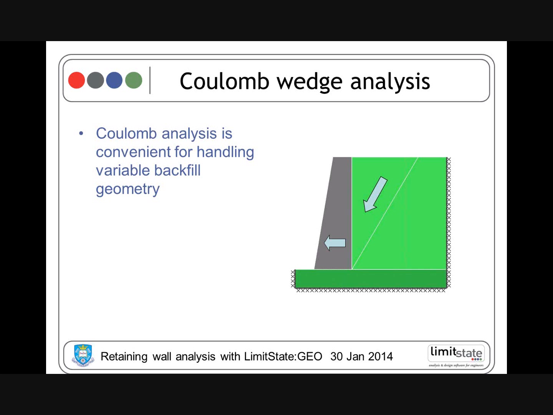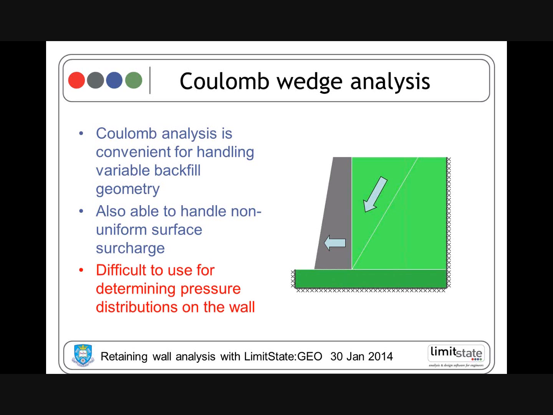If we look at standard textbooks and design codes, we see a broad consensus on the general principles of retaining wall analysis, and these are adapted for specific scenarios. So for hand calculations, typically we're using a limit equilibrium approach, which might be a Coulomb wedge analysis, and that's very useful where you've got a variable backfill geometry or non-uniform surface surcharge, but isn't quite so convenient if you want to try and work out pressure distributions on your retaining wall.